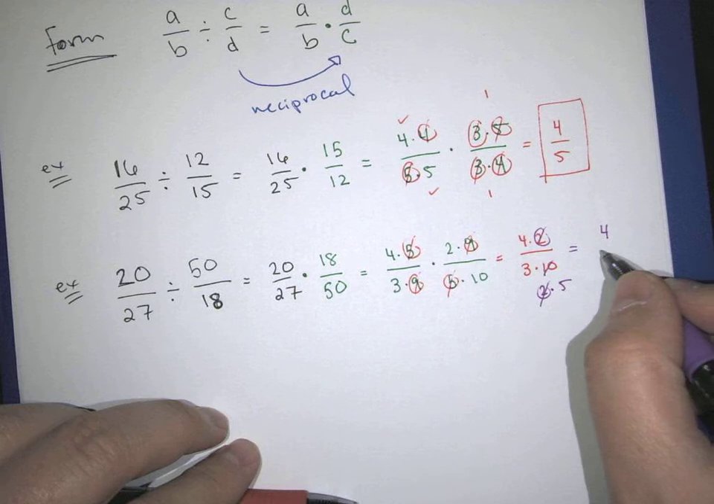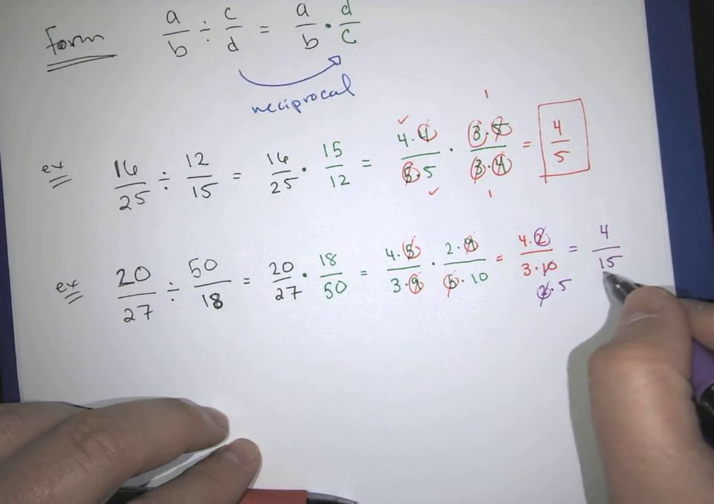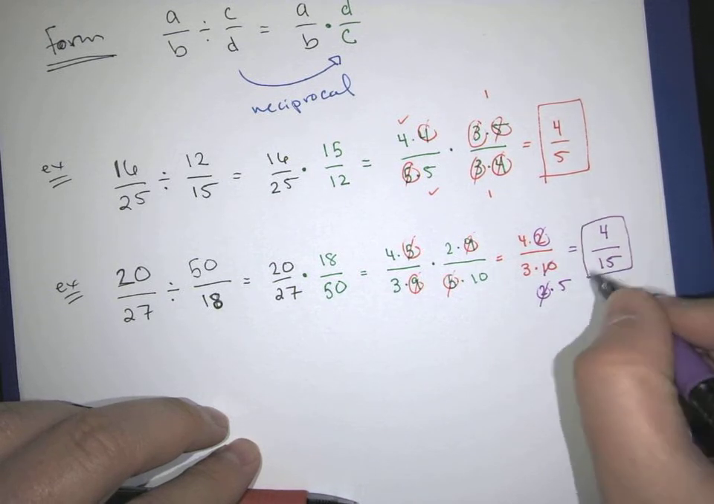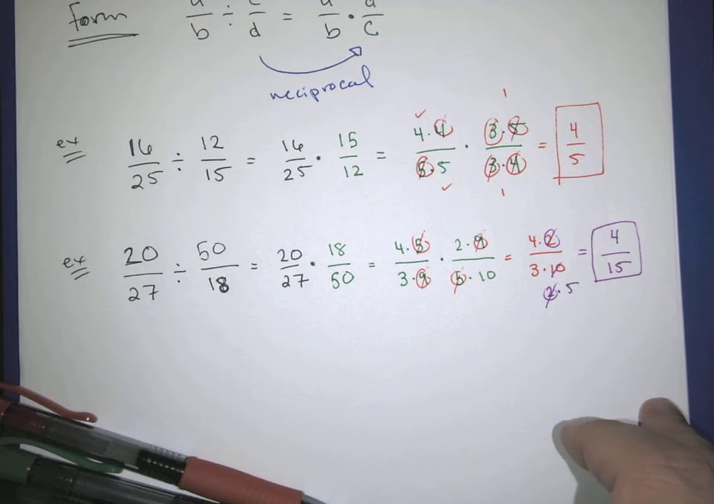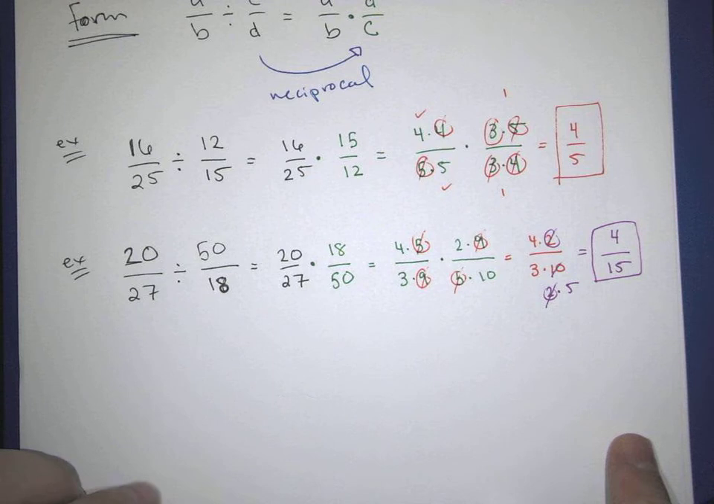So this would be 4 over 3 times 5, 4 over 15. So our final's going to look something like that. Oops, sorry, this is a little crooked. That's the basics of the setup.